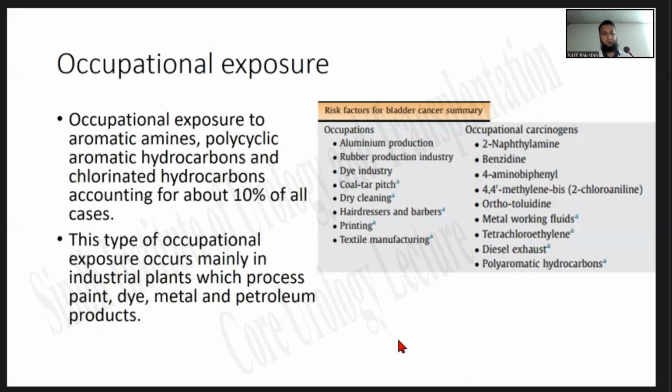Okay, Hamza, go on. So occupational exposure to aromatic amines, polycyclic aromatic hydrocarbons, and chlorinated hydrocarbons accounts for 10%. This type of occupational exposure occurs mainly in industrial plants which process paint, dye, material, and petroleum products.